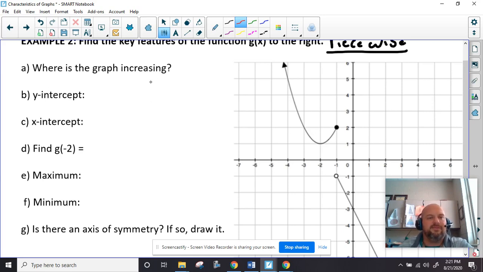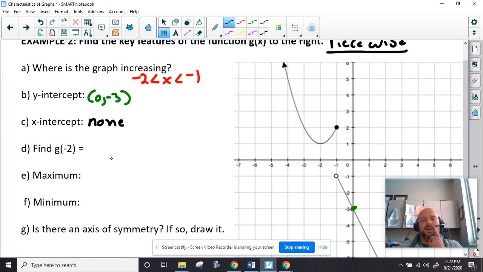All right, so the graph increasing. We're looking where it's going up as we look from left to right. Not there. This is actually going down. From here to here, it's actually going up. So it's going up between -2 and -1. That's the only little place it's going up. Now, our y-intercept, well, it only crosses right here at 0, -3. Our x-intercept, well, where does it touch the x-axis? Nowhere. This actually has none.